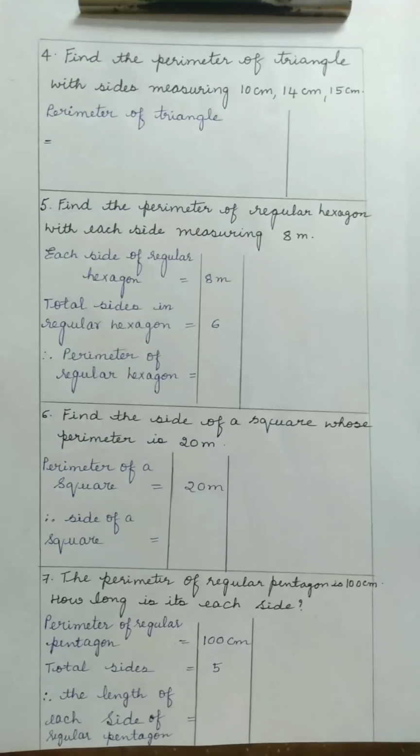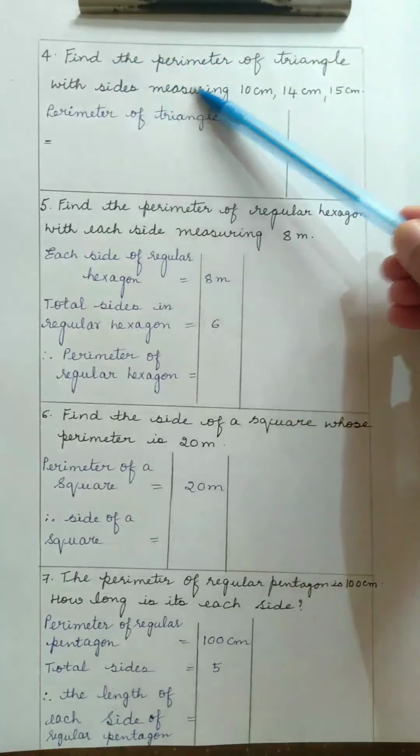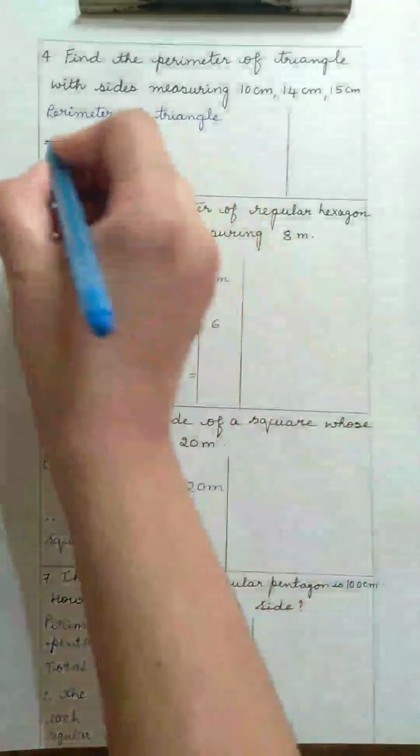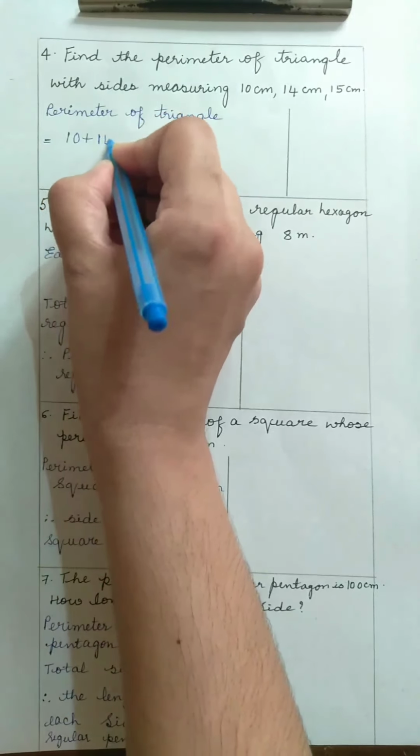Next, we shall move on to the fourth question. We have to find the perimeter of a triangle with sides measuring 10 cm, 14 cm, 15 cm. Here, all the three sides of the triangle have different measurements: 10, 14 and 15. So in order to calculate the perimeter of the triangle, we shall add all the three sides. That is 10 plus 14 plus 15.